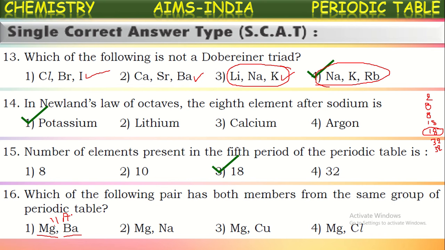Now that will be the correct answer. If you observe the next two, magnesium belongs to second group, sodium belongs to first A group elements. So it is not correct. If you say magnesium and copper, magnesium belongs to second group, whereas copper is a first B group element. So not belonging to same group. Even magnesium and chlorine: magnesium is a second A group element, whereas chlorine is a seventh A group element. So the only correct answer is magnesium and barium.